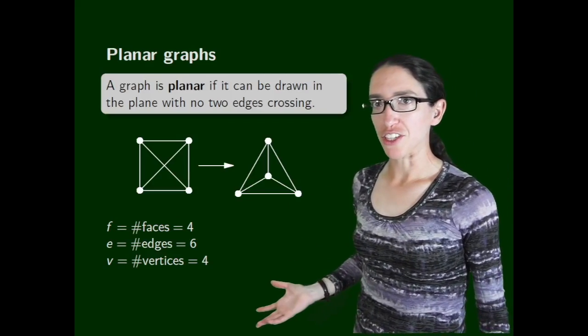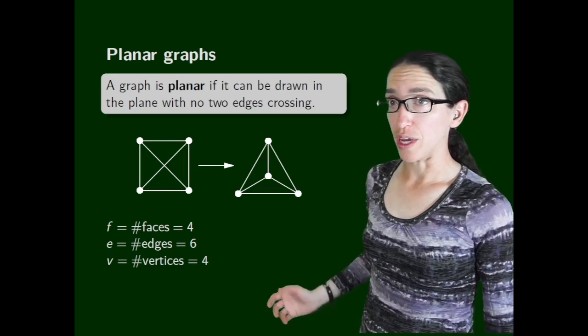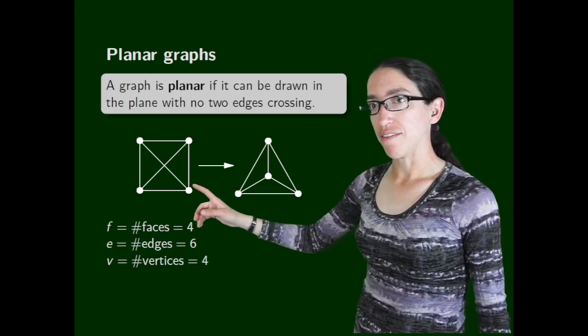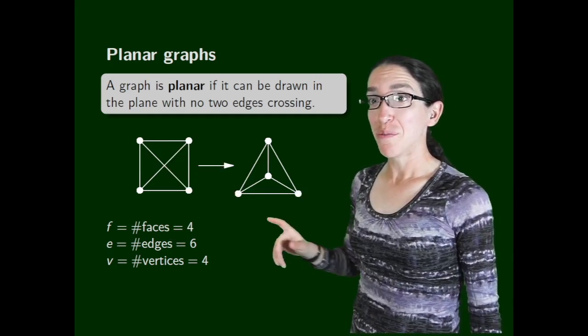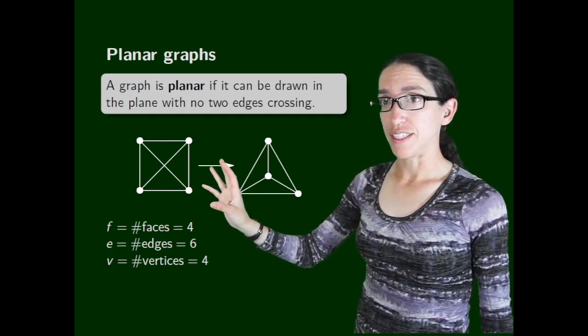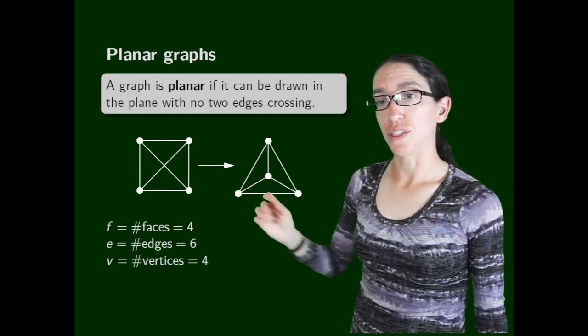A graph is planar if it can be drawn in the plane with no two edges crossing. Now, this graph has two edges crossing as we drew it here, but it is actually planar because remember, a graph is only the data of which vertices are connected to which other vertices.